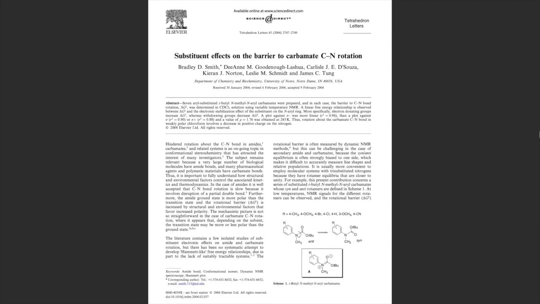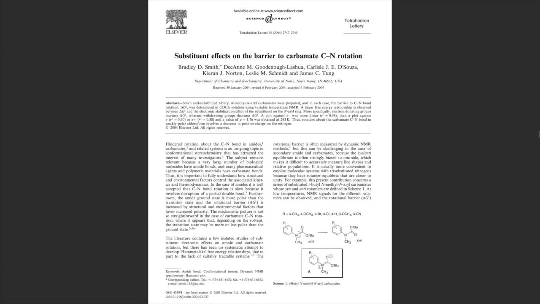In the case of amides, it is well accepted that the carbon-nitrogen bond rotation is slow because it involves disruption of a partial double bond. Furthermore, the amide ground state is more polar than the transition state, and the rotational barrier, delta G double dagger, is increased by structural and environmental factors that favor increased polarity. The mechanistic picture is not so straightforward in the case of carbamate CN rotation, where it appears that, depending on the solvent, the transition state may be more or less polar than the ground state.